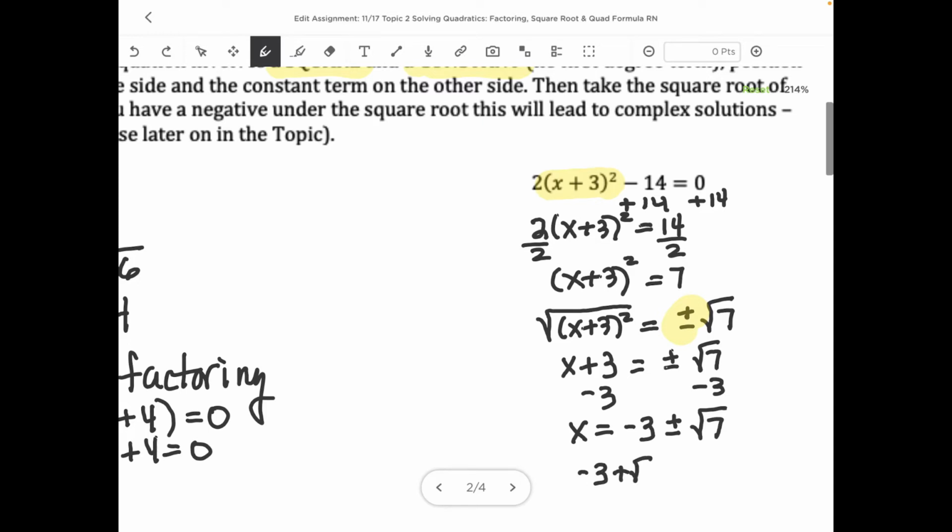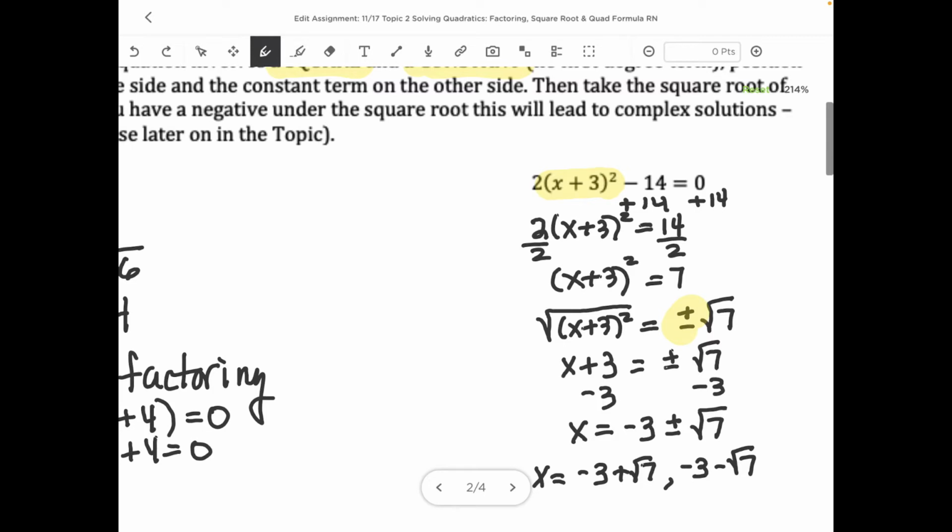One of them is negative 3 plus root 7. The other one is negative 3 minus root 7. You can leave it as I did in the first instance with the plus or minus, or you can write them separately. What do I mean by an irrational number?